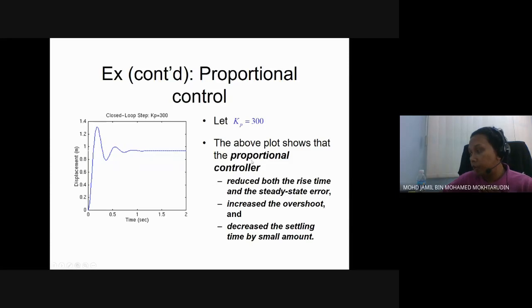So if you add a proportional controller, then the rise time and steady state error will reduce. However, the overshoot will increase. And although the rise time is reduced, the settling time only decreased by a small amount. Settling time is the time taken to reach steady state.